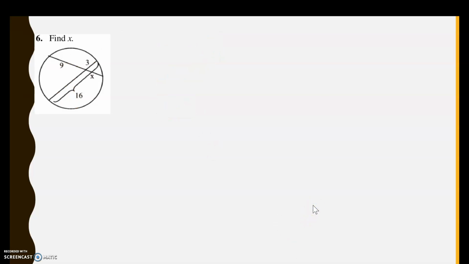Number 6, I'm going to take this guy, which has a length of x, and here has a length of 9. So I'm going to get x times 9, and that's going to equal this length here, which is 3, times this length. Well, they're telling me my entire chord has a length of 16, but I know I've already used 3 right here. So what is just this guy supposed to be? That would give me 13. The 16 minus 3 gives me 13. And so I get 3 times 13.